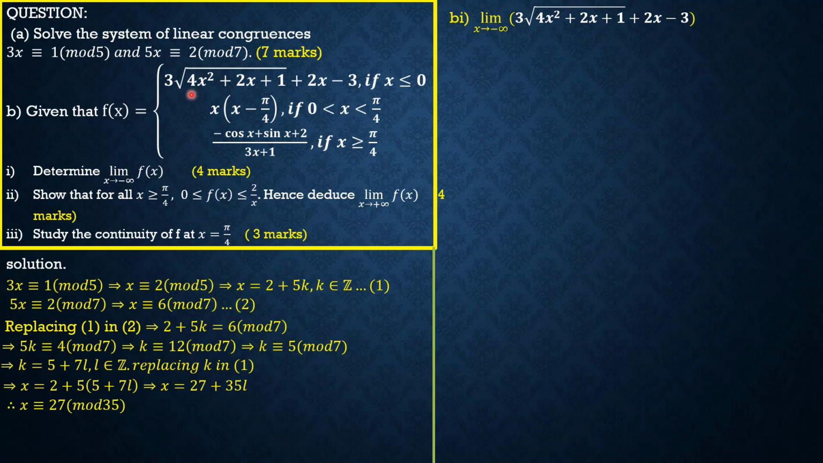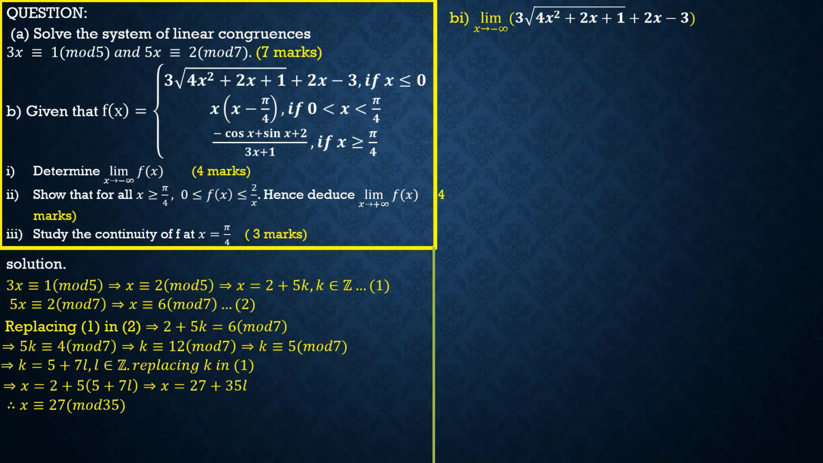It suffices for us to evaluate the limit of 3 root 4x squared plus 2x plus 1, plus 2x minus 3. Now what do we get? If I factor out inside the square root sign x squared, that's the highest degree of x, what do I get? I will have that this will be equivalent to the limit as x approaches negative infinity of 3 times the absolute value of x times the square root of the factored out x squared. So that will be 4 plus what will be left here will be 2 on x plus 1 on x squared, then plus 2x minus 3.